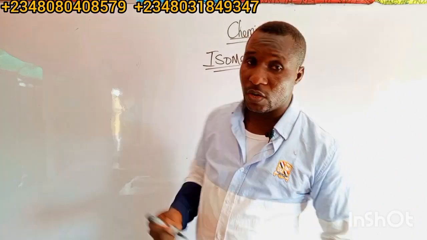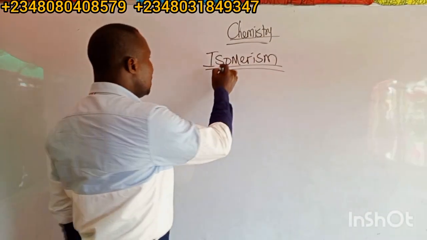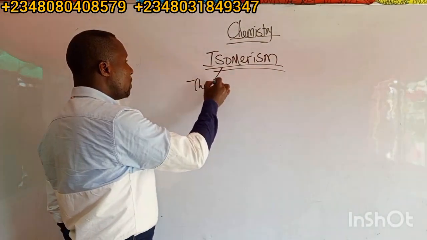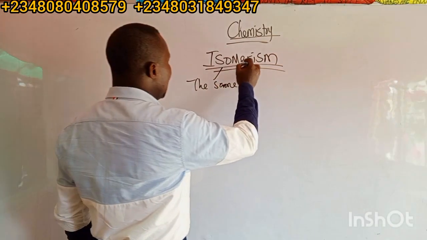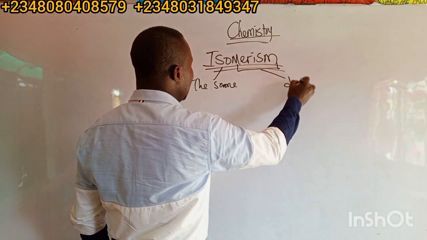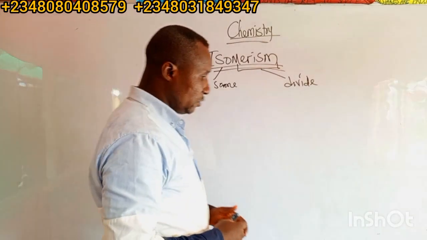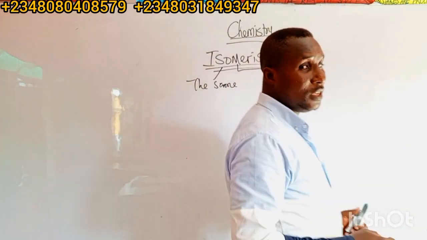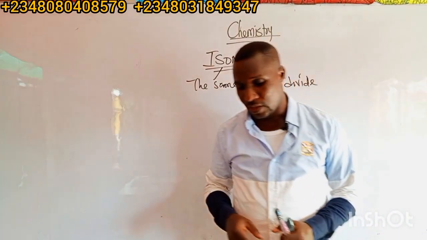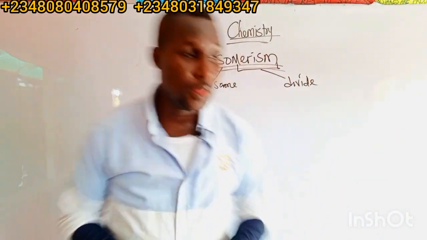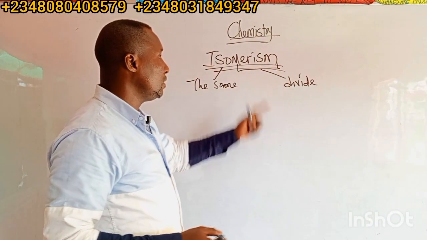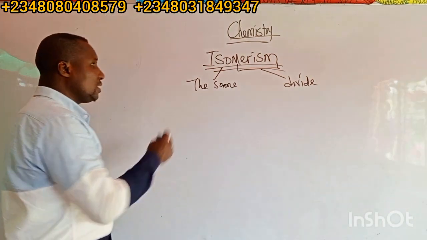Isomerism. What is iso? Iso means the same. Merism means divide. The same, divide. That means when you have two or more things that have something in common, and there is something that divides them. Iso means the same, merism means divide. And what is isomerism?